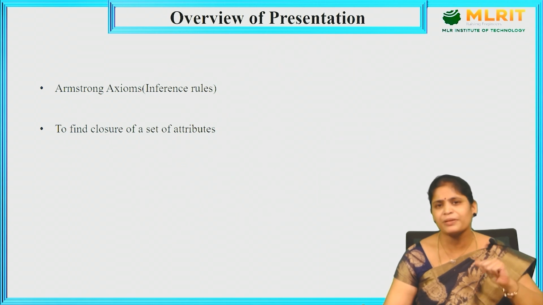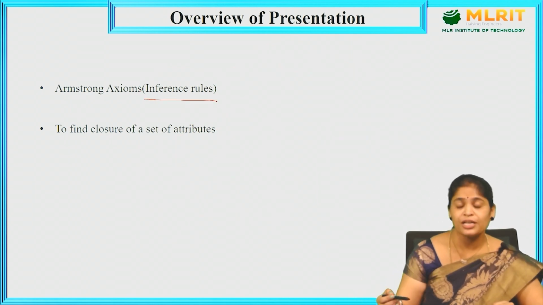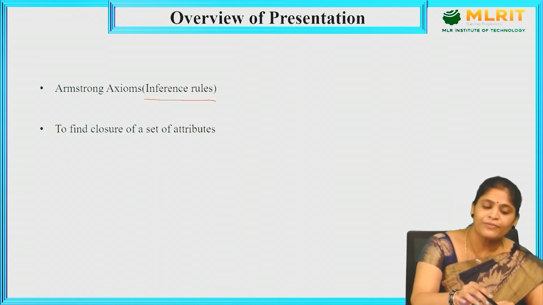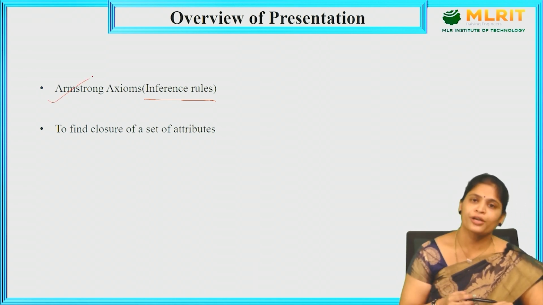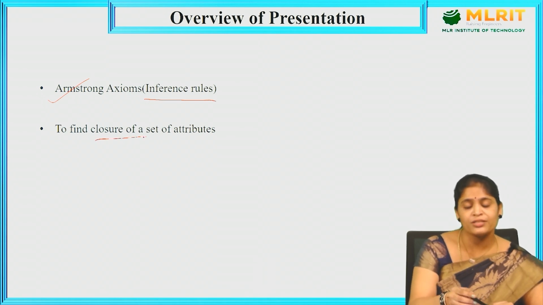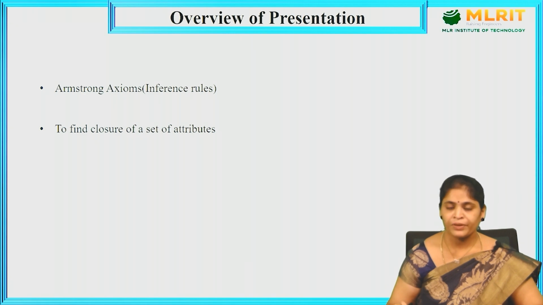Why am I representing all these things? Because here we are using some rules which are already proven as true. Why do we have to use these Armstrong axioms? To find out the closure set. What is a closure? Everything we will discuss in the next slide very briefly.